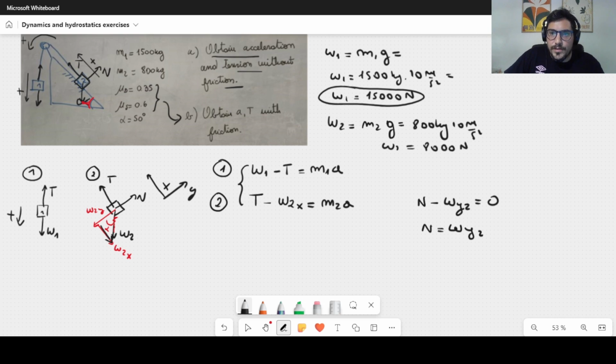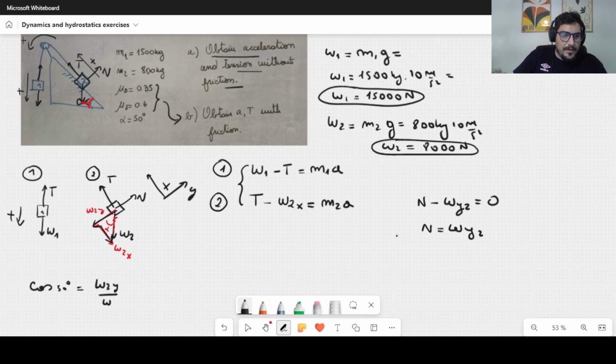That's weight 2. But as mass 2 is on a plane, we have to split the weight into y and x. So we are going to use sine and cosine. Weight 2y is the adjacent leg, so we use cosine. Cosine of 50 is weight 2y divided by weight 2, which is the hypotenuse of this triangle.